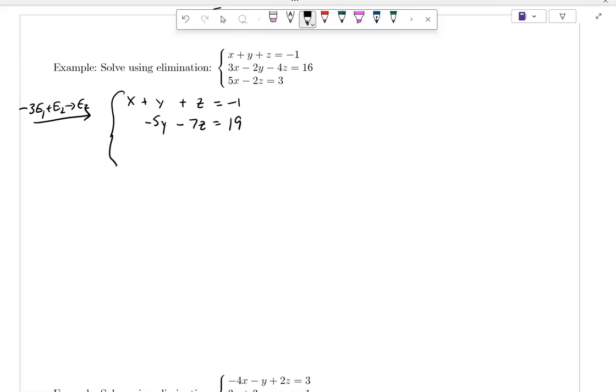What did you get for the third equation? What do we need to do to get rid of this 5x right here? Good. Multiply by negative 5. Equation 1 plus equation 3. Replace equation 3. That makes the 5x go away. What do you get for the y term?